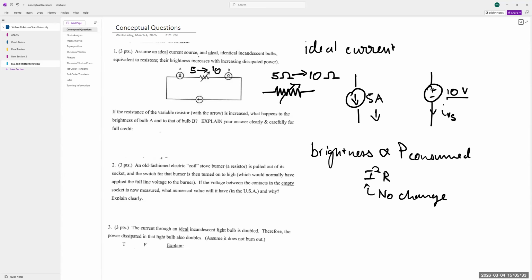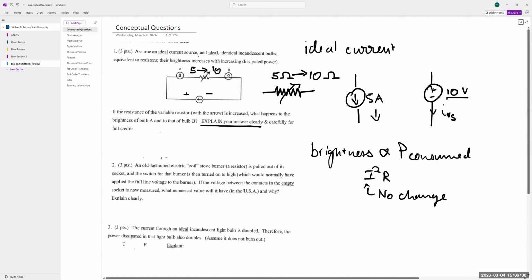Another way to think of that is that when we increase the resistance over here, the voltage that was present across this current source is going to automatically increase so that the current doesn't change. So it might go from 10 volts to 15 volts to try and compensate for the increase in resistance. So when you're writing your answer and it asks you to explain clearly, you may want to discuss that the current source automatically adjusts its voltage to maintain the current flowing at a constant rate. Okay, let's move on to the next question.